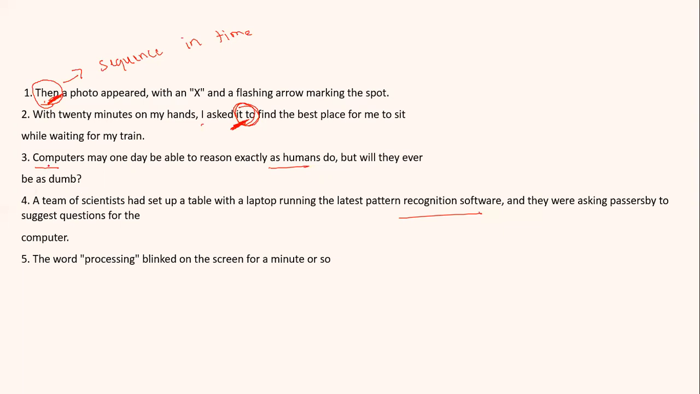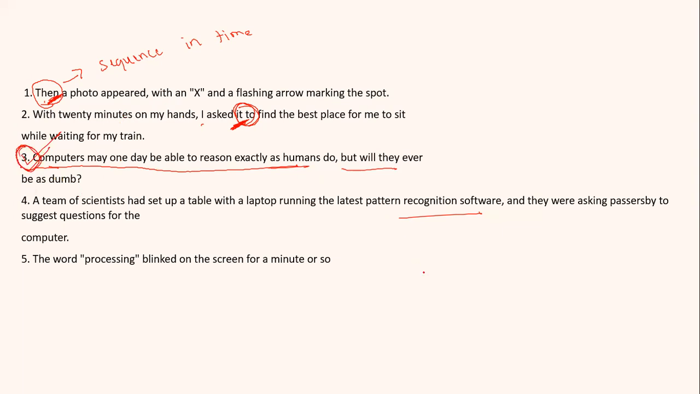Now, if I look at 3, 3 looks fine. Computers and humans part is fine. But will they be ever as dumb? Tell me, out of the remaining 4, that is 1, 2, 4, and 5, do you get any flavor of dumbness of human beings? No. So that's why this is your odd one out. Answer is option number 3.